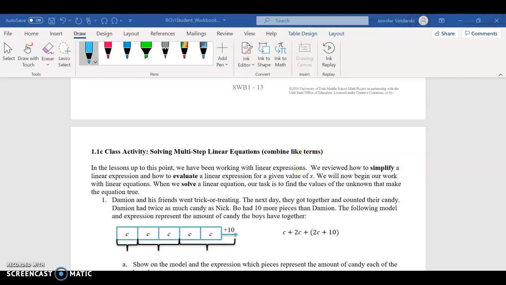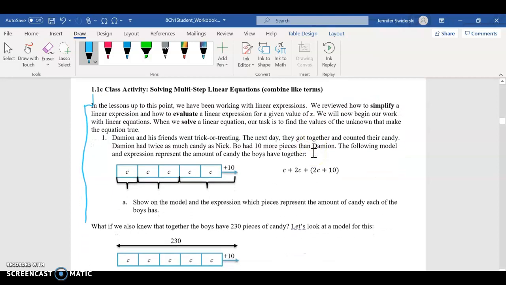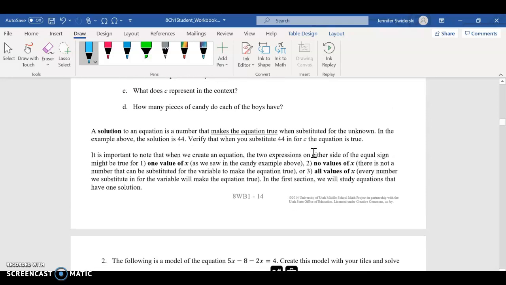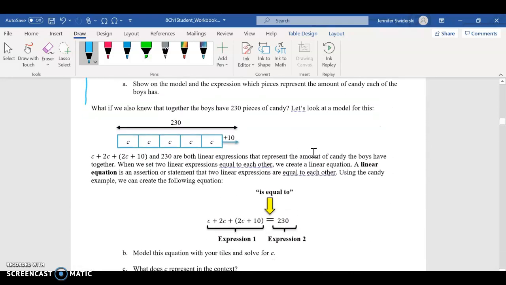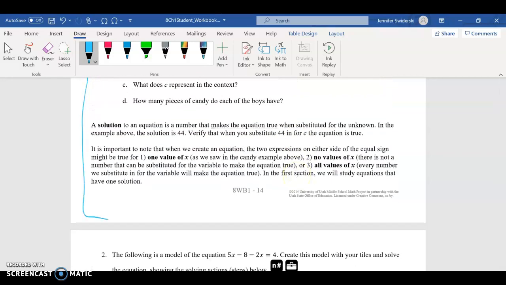All right, guys, today we're going to be doing 1.1c. If you have not read the top of 1.1c here, I'm going to have you start right here, reading it, pause it. I want you to read and highlight the important information in 1.1c all the way down to the end of the page, on page 14.